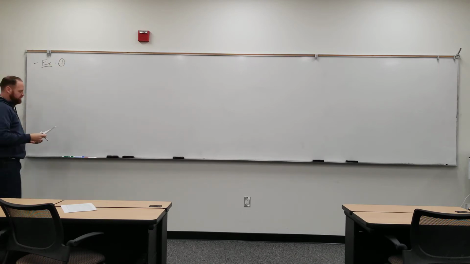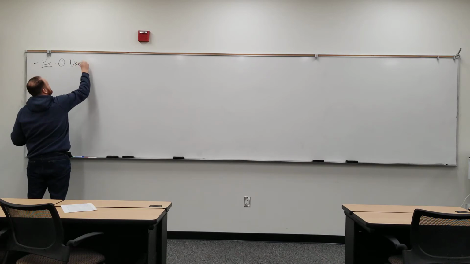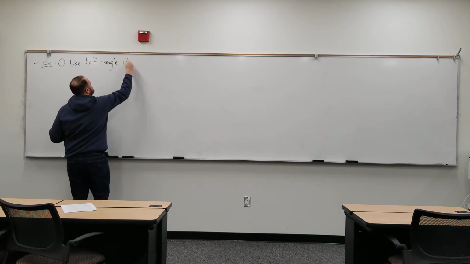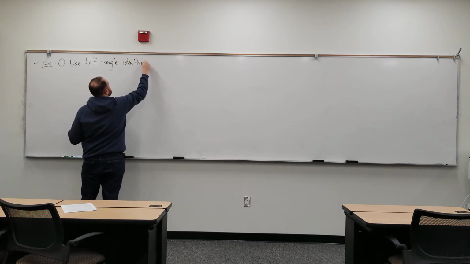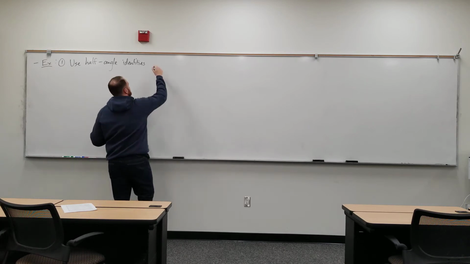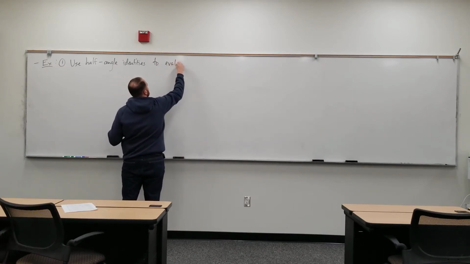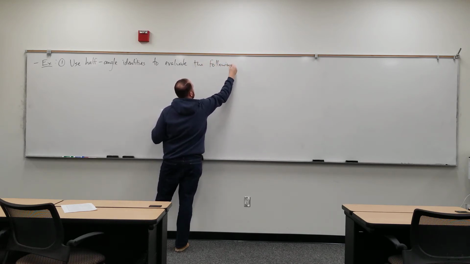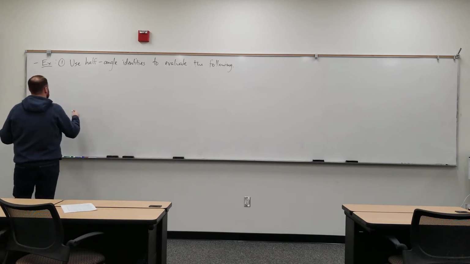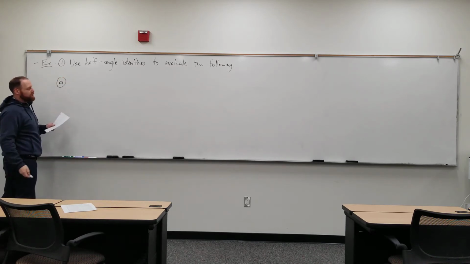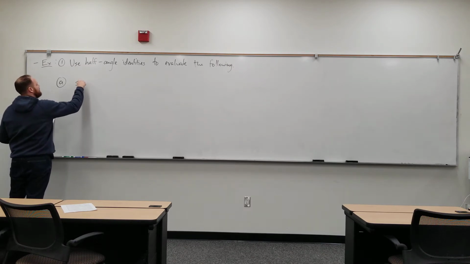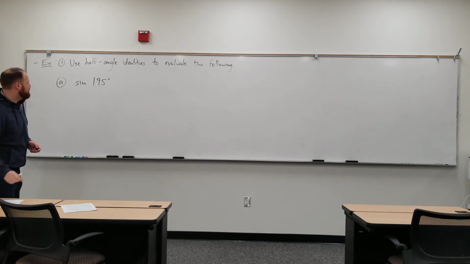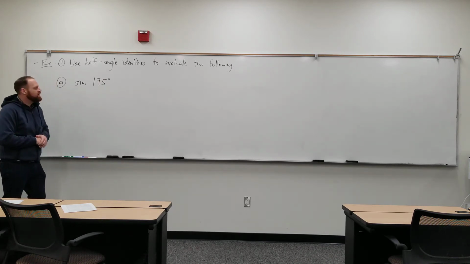All right, so first example, let's use half angle identities to evaluate... okay, let's do a couple of these. Let's do sine of 195 degrees. We're going to use a half angle identity to evaluate sine of 195 degrees.